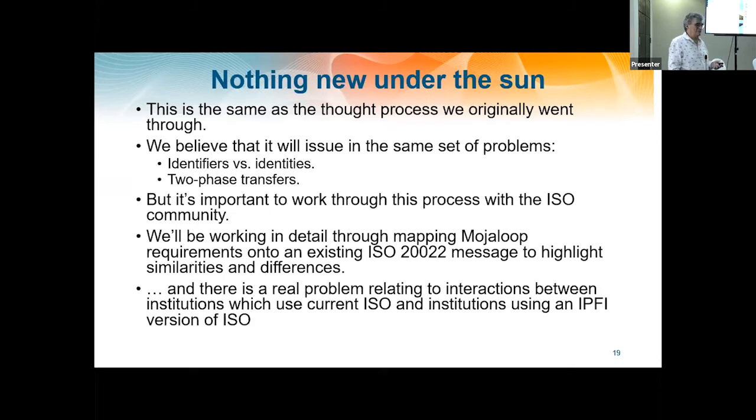There's also a real problem relating to interactions between institutions which use ISO as it is now and institutions which might use an instant payments for financial inclusion version of ISO. That's our version.